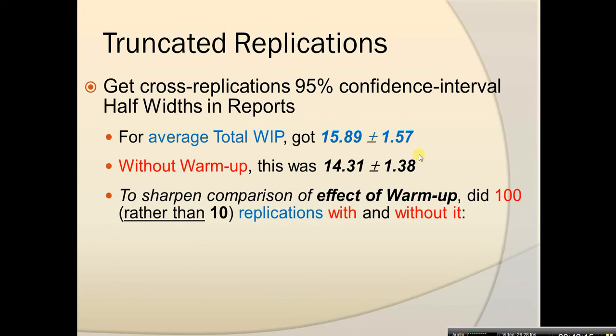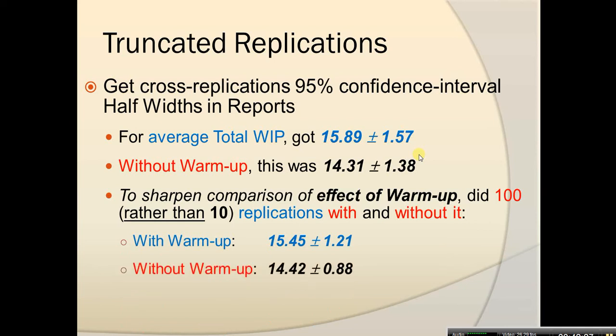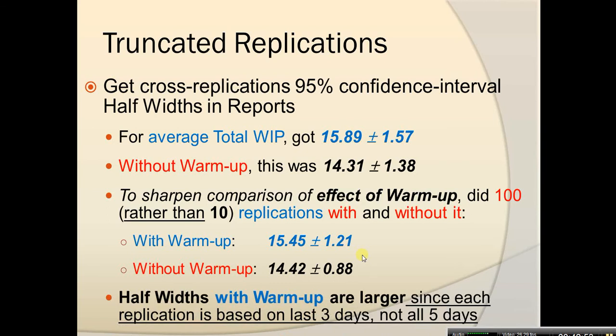And if we wanted to sharpen the comparison effect of a warm-up, we can run 100 replications with and without it, and again we'll get this with a warm-up, and we can get this without the warm-up. Again you can see the same thing: there's a bias without the warm-up, where it lowers the average total work in process compared to what we get with the warm-up. And again, the half width with the warm-up is larger because we're not collecting as many days. Each replication is based on the last 3 days and not all 5 days that we had without the warm-up.